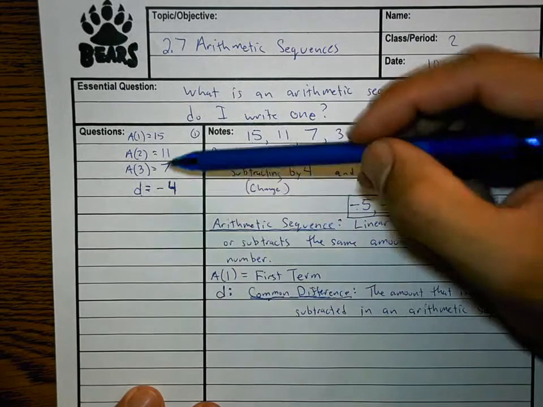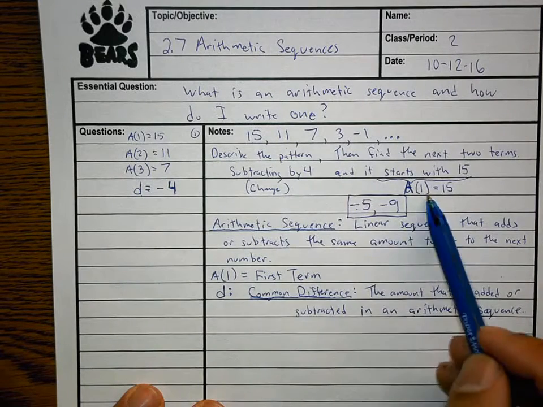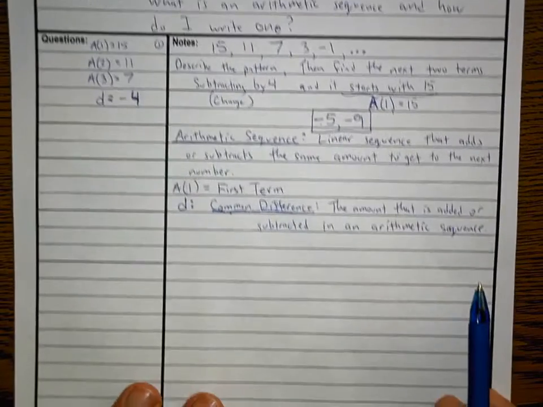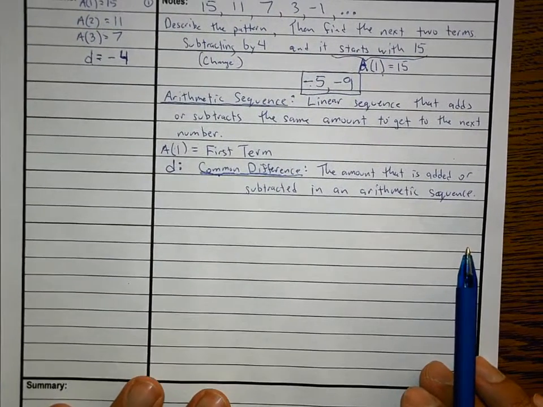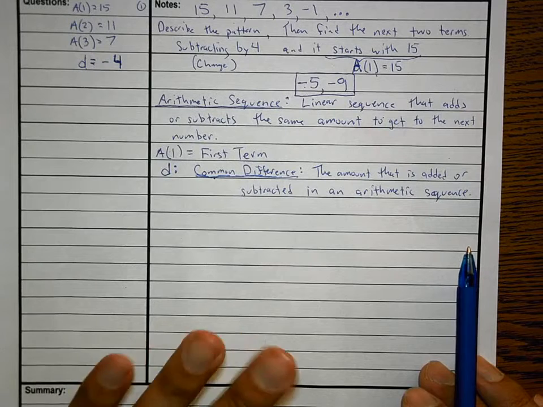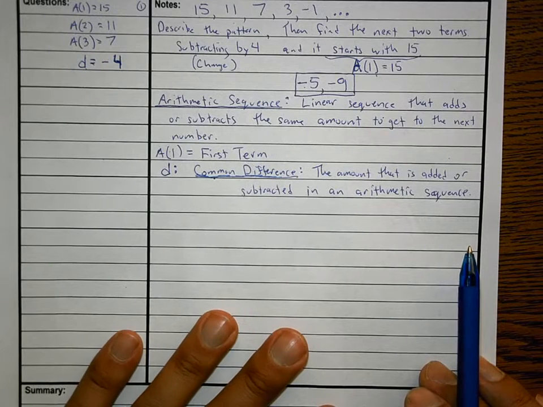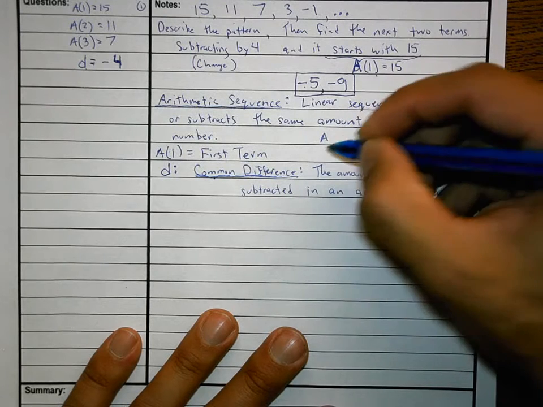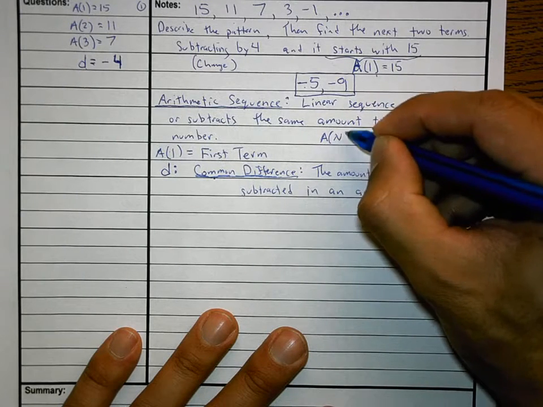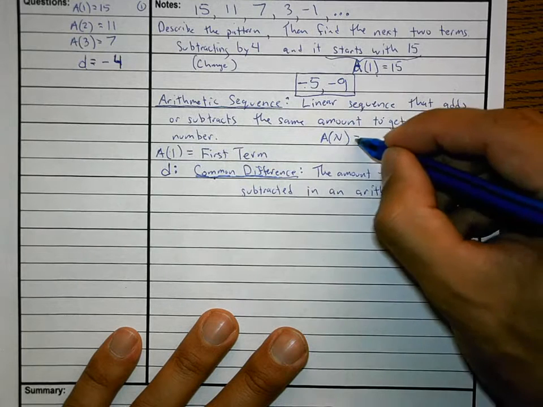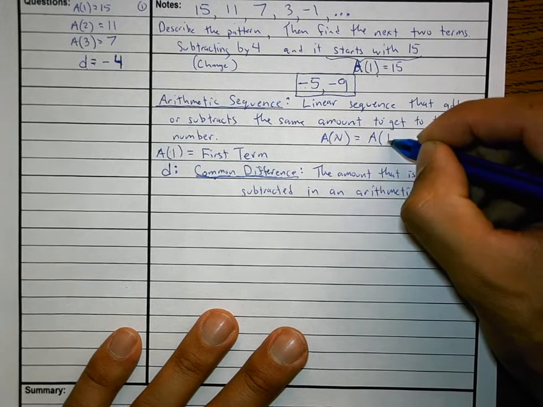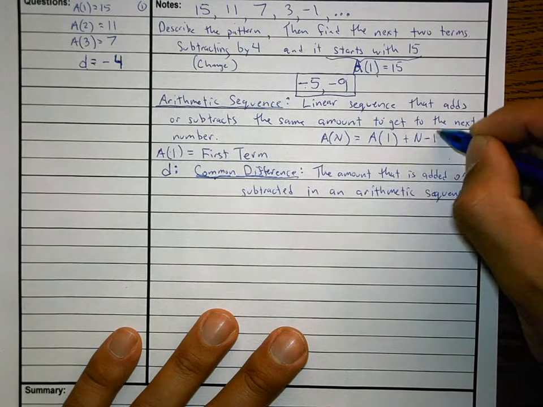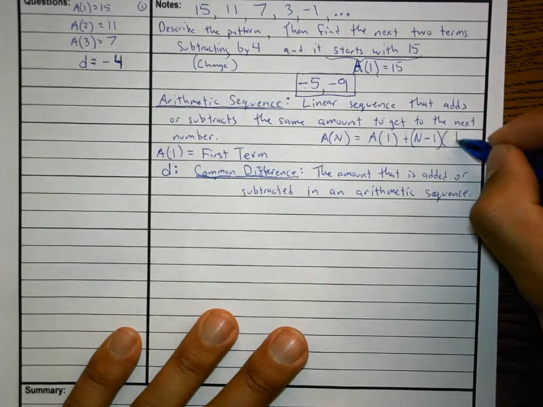And if you have these two pieces, the A1 and the D, we can write a rule for an arithmetic sequence. There's a formula for it. Let me show you what the formula looks like so you can write it down. I'm going to put it right underneath arithmetic sequence. It looks like this. A parentheses n equals A parenthesis of 1 plus n minus 1 in parentheses times in parentheses D.